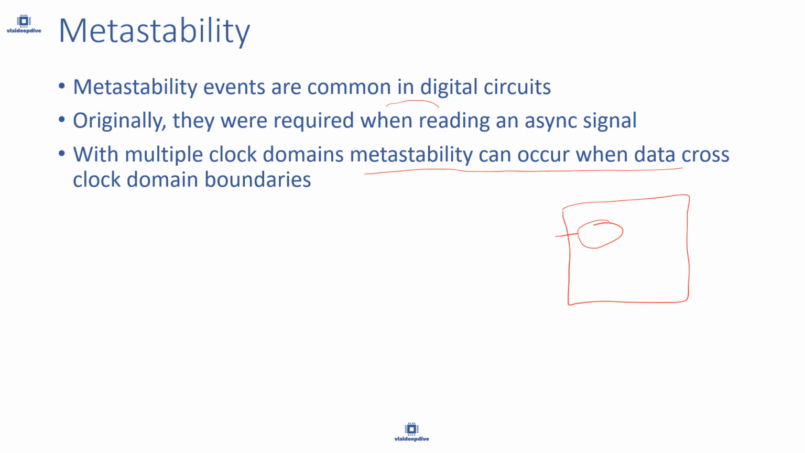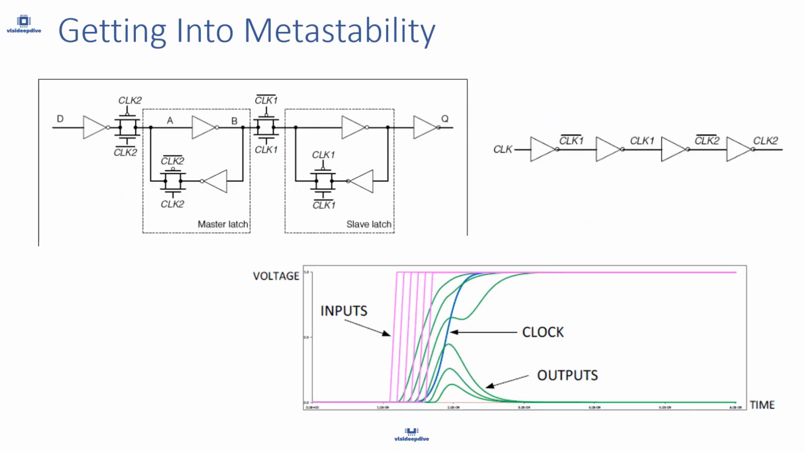So what is this metastability all about? How does it happen? How does a design enter into metastability? Let's understand a little bit more. Before we understand how a design gets into metastability, let's go back to a flip-flop model. Typically a flip-flop model is represented by a master latch and a slave latch. Basically there is a master latch part of the circuit and then there is a slave latch part of the circuit, and this is typically represented like this.